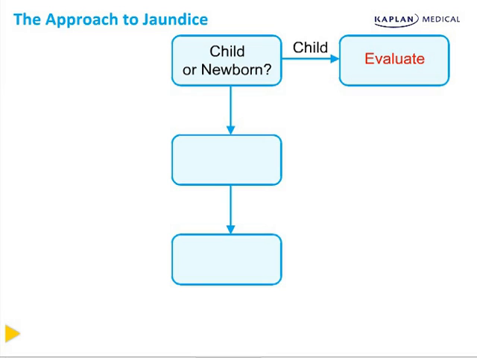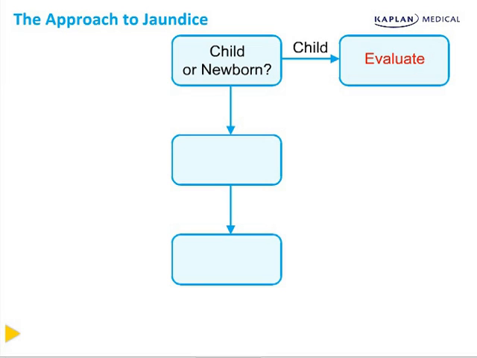Is this a child that possibly has a duct blockage and will likely have a direct hyperbilirubinemia, or is this a kid with a history of hemolytic anemia that's likely to present with an indirect hyperbilirubinemia? But the idea is that in place of this evaluate box, you'd actually have a whole another split off, and another tree and web would take place from here.